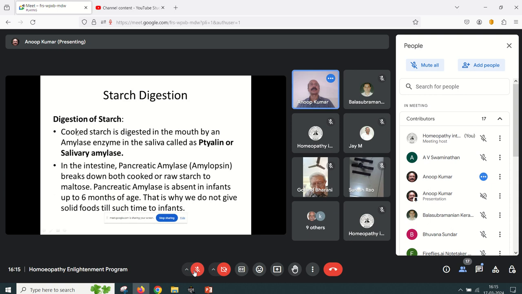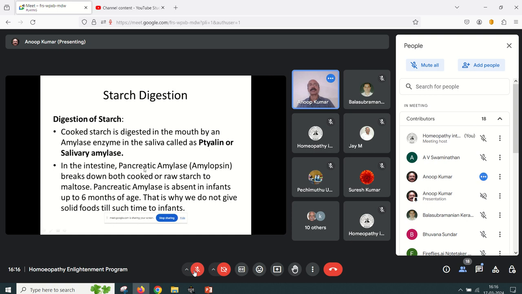Digestion of starch: cooked starch is digested in the mouth by an amylase enzyme. Amylase is a protein, the starch-digesting enzyme in saliva, called ptyalin or salivary amylase. When you chew cooked starch, you can feel a sweetness, because sugar is getting released in the mouth, and that is because of ptyalin, the salivary amylase.